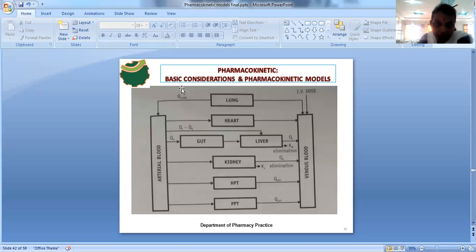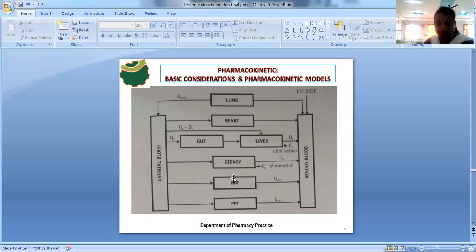That means Q, lung, these are the different organs, the tissues which you are considering for determination of quantitative estimation of the different pharmacokinetic parameters. If you see, this is the venous blood. The drug is administered directly through the vein, from which the distribution of the drug takes place through the different tissues or organs.